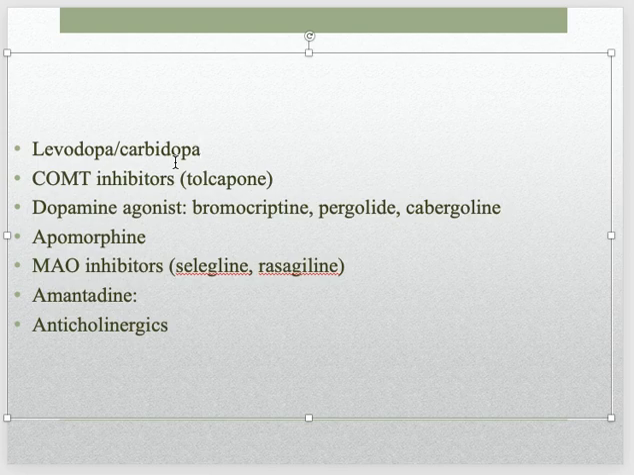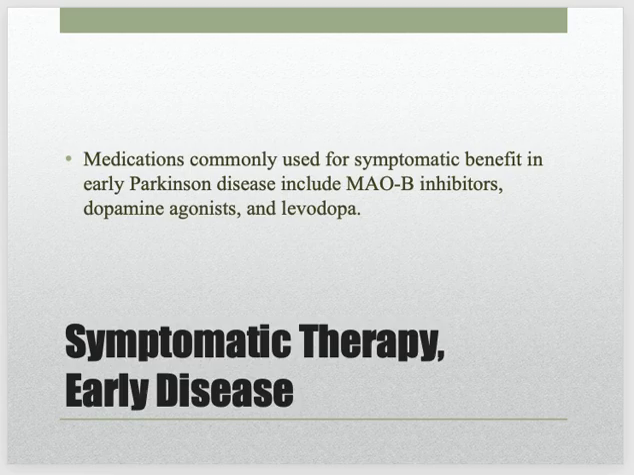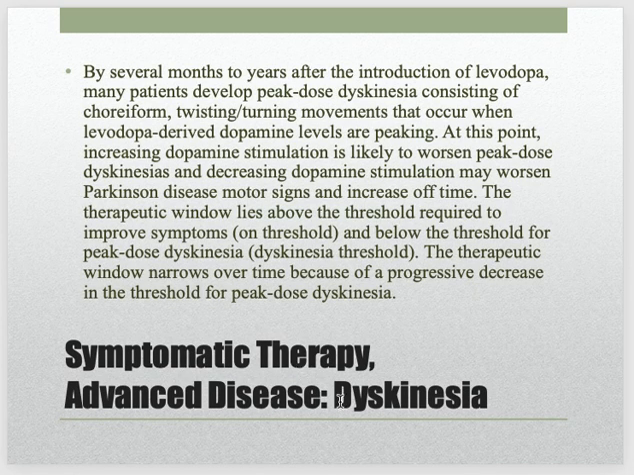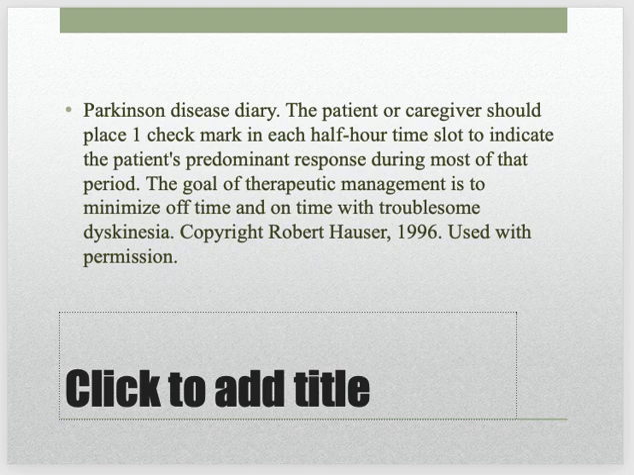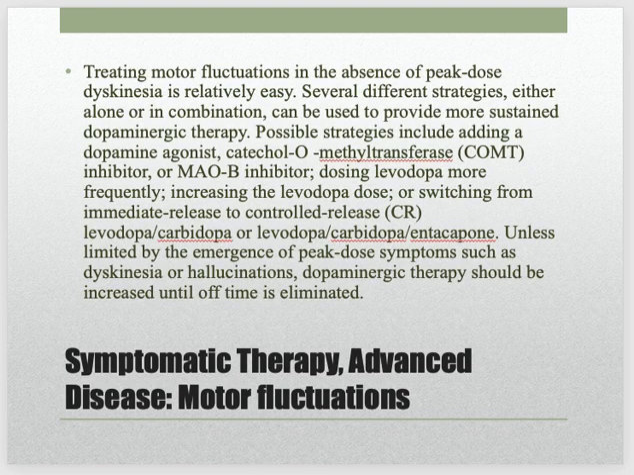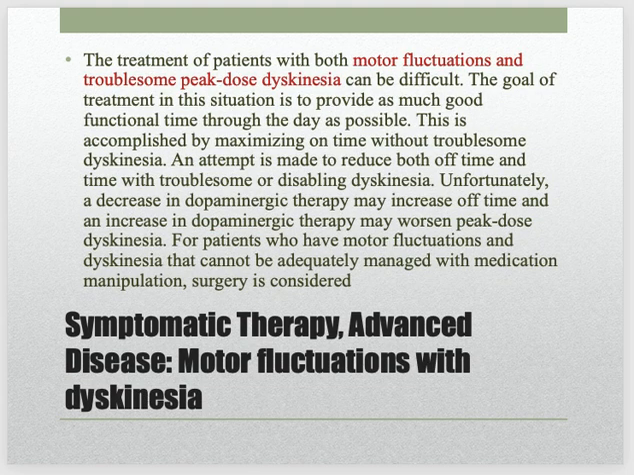Now, other than that, guys, see, the medications commonly used for symptomatic benefit are MAO inhibitors, dopamine agonists, and this one. And for symptomatic therapy in advanced disease or dyskinesia, of course, we use add-on drugs, and there is too much detail on that one. When there are motor fluctuations, as I told you, anticholinergics can be given. We can give COMT inhibitors and all this. Now, this one is the motor fluctuations and troublesome peak dose dyskinesia, which I was talking about.